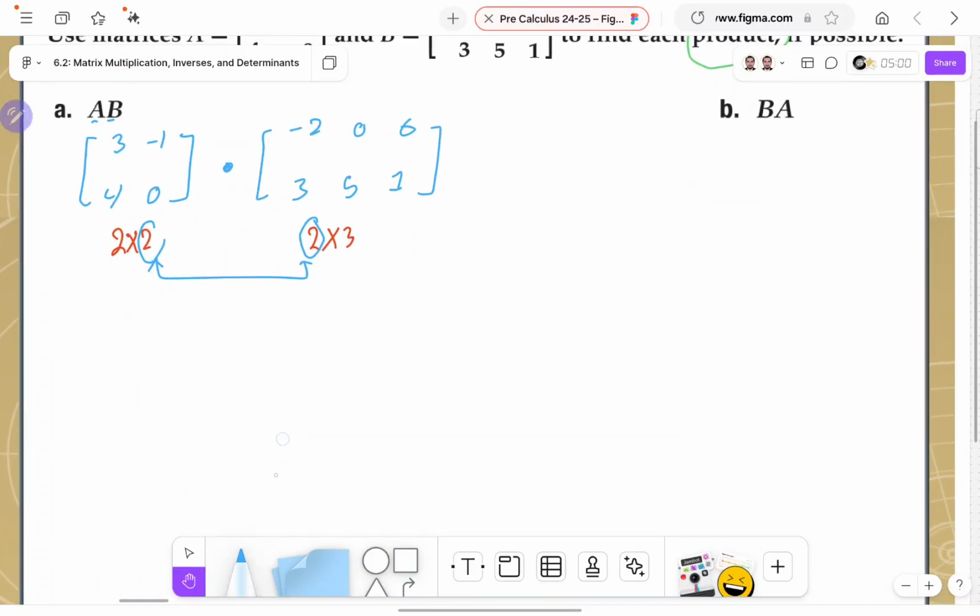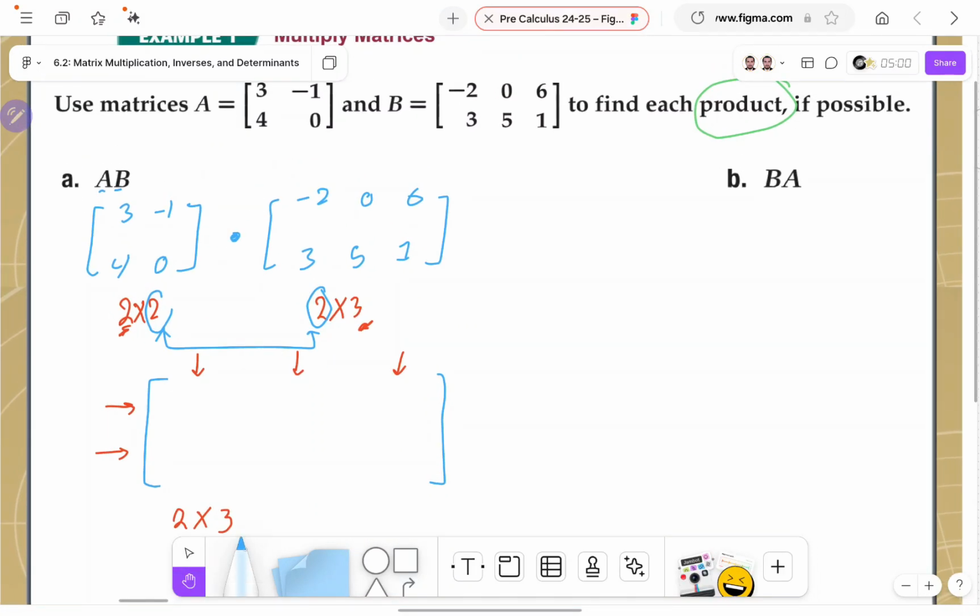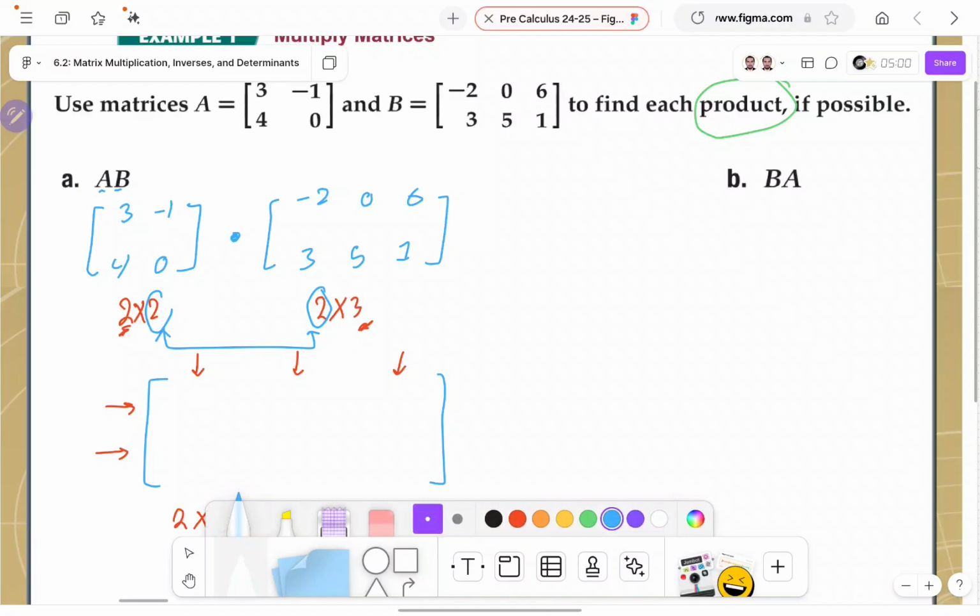Before you multiply, you need to identify the dimension of the new matrix. What do you think it will be? It will be 2 times 3. So I will have 2 rows and 3 columns. Let's make it bigger. Now, let's multiply. The rule says every row is multiplied with every single column.